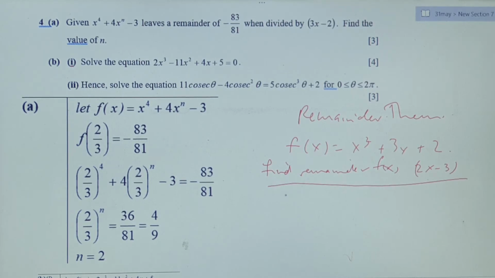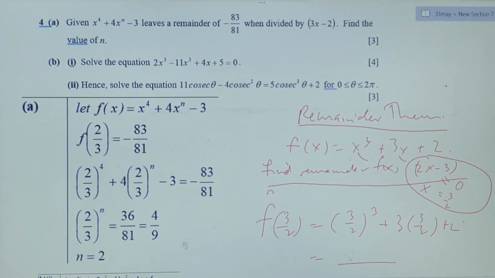Example, I'm revising with you now. So, how to find the remainder? Very simple. You set this to 0. You will get x equals 3 over 2, right? Then you replace this with 3 over 2, right? That will be the remainder. So it's a very simple theorem, okay, to help you find the remainder when this f(x) is divided by this.